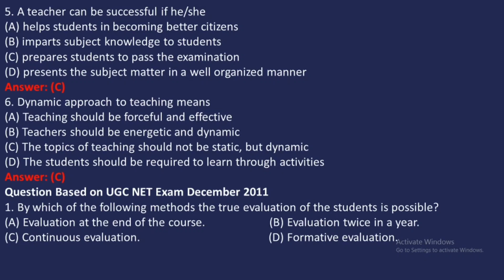Then questions based on 2011 December NET examination. By which of the following methods a true evaluation of students is possible? Evaluation at the end of the course, evaluation twice in a year, continuous evaluation, or formative evaluation. The right one is option C, that is continuous evaluation.